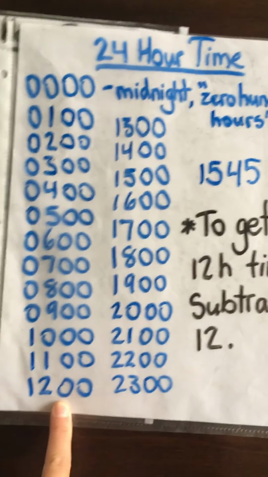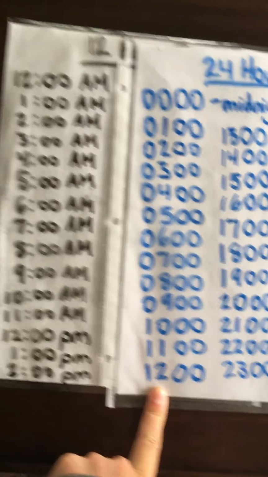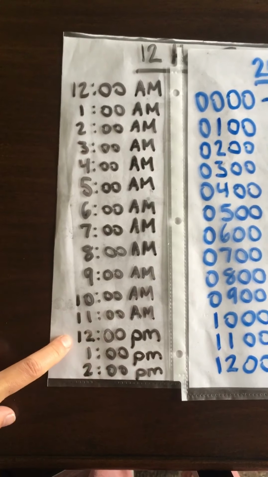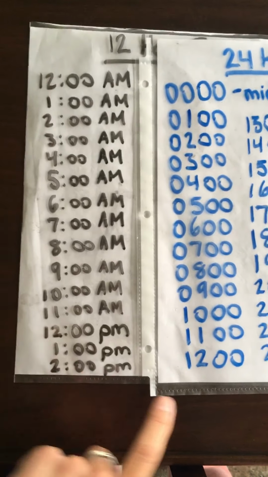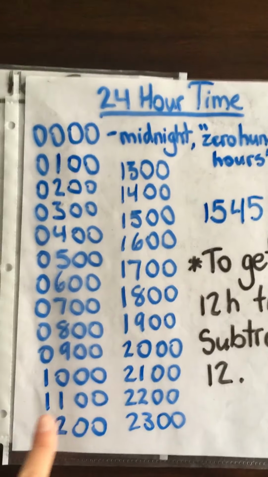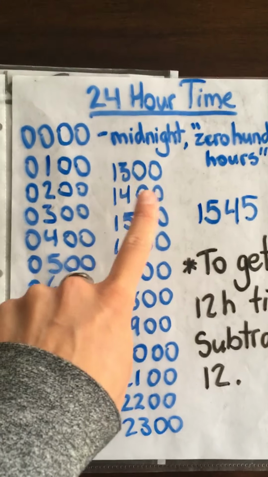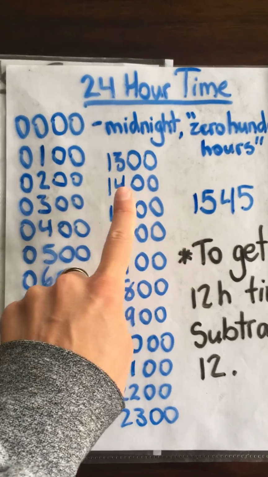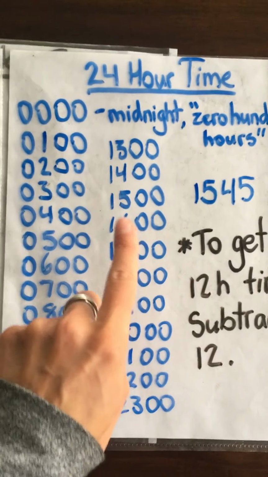And this is where it changes. See how we're at 12? And after we're done lunch, we go to 1 p.m. In 24-hour time, we don't go to 1. We keep counting. So what comes after 12? 13. 1,300 hours. 1,400 hours.